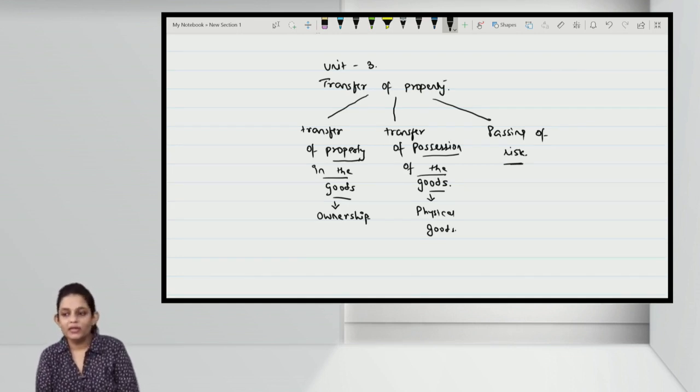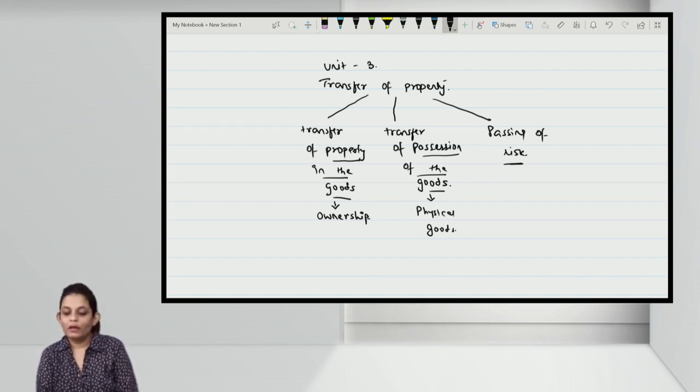S sold his goods to B. The goods were with S. The goods are destroyed. I repeat again, S sold the goods to B, and the goods were with S only and the goods are destroyed. Who will bear the loss? Obviously B. Risk passes with ownership whether delivery is made or not.